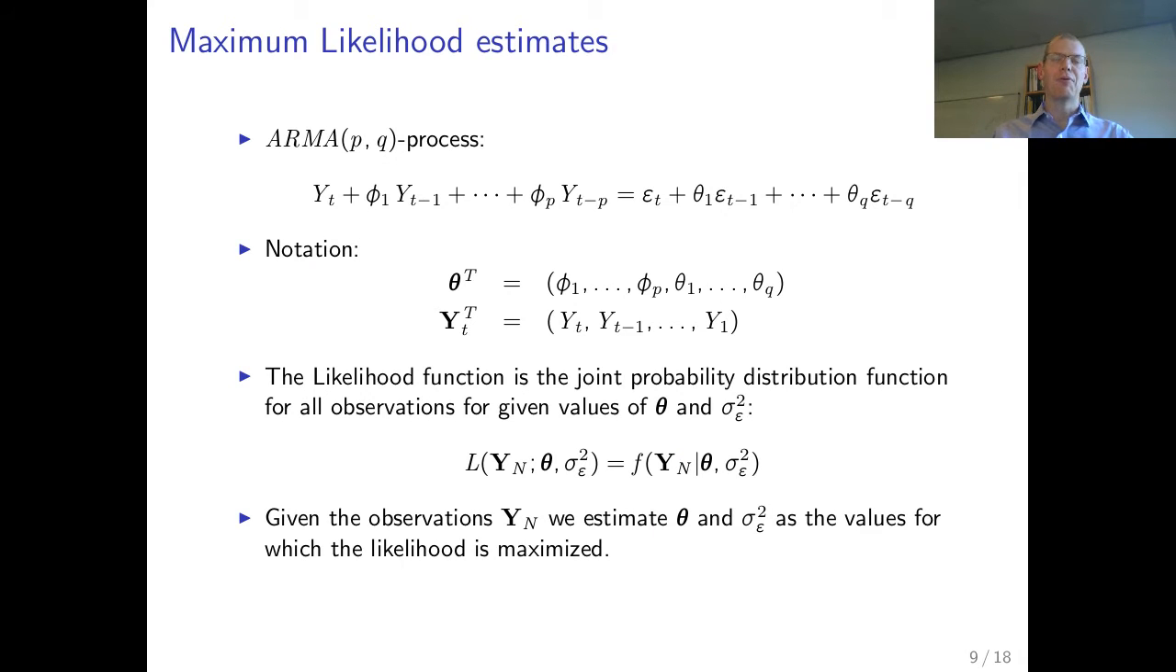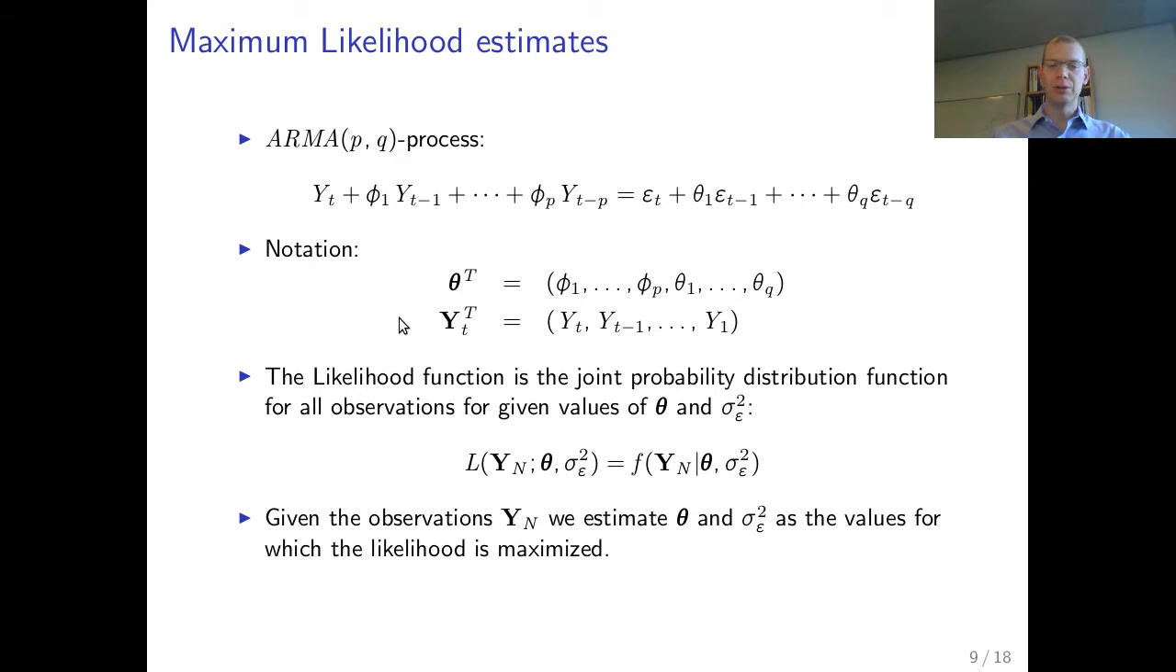Now, what we also looked at is combinations of AR and MA models, so-called ARMA models. So here we have a model. Notice again here that phi is positive on the left-hand side. And what we'll do is define a vector theta with all the parameters that are involved, phi 1 to phi p, and theta 1 to theta q. And then we have a vector of all observations up to time t, which is the bold y.